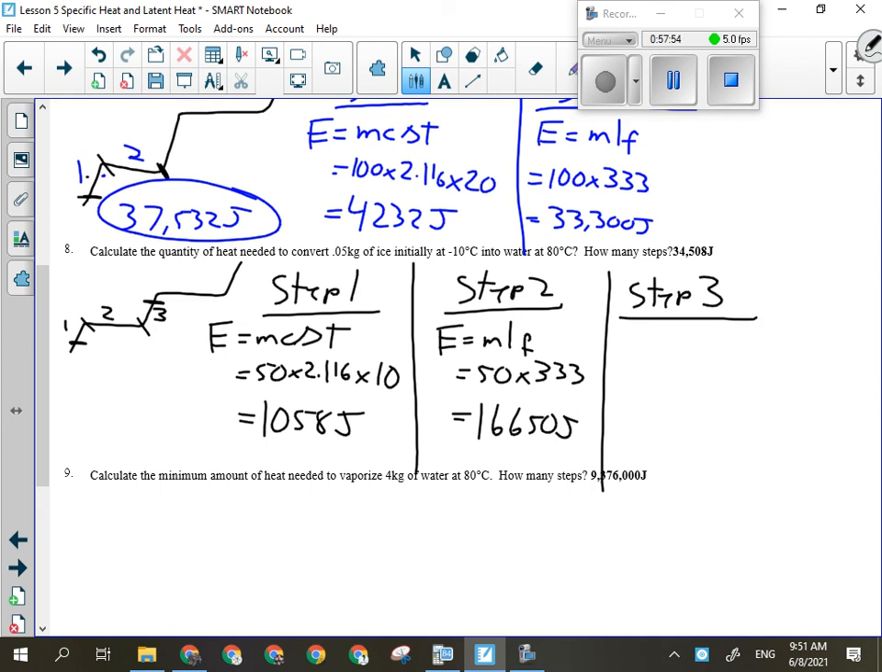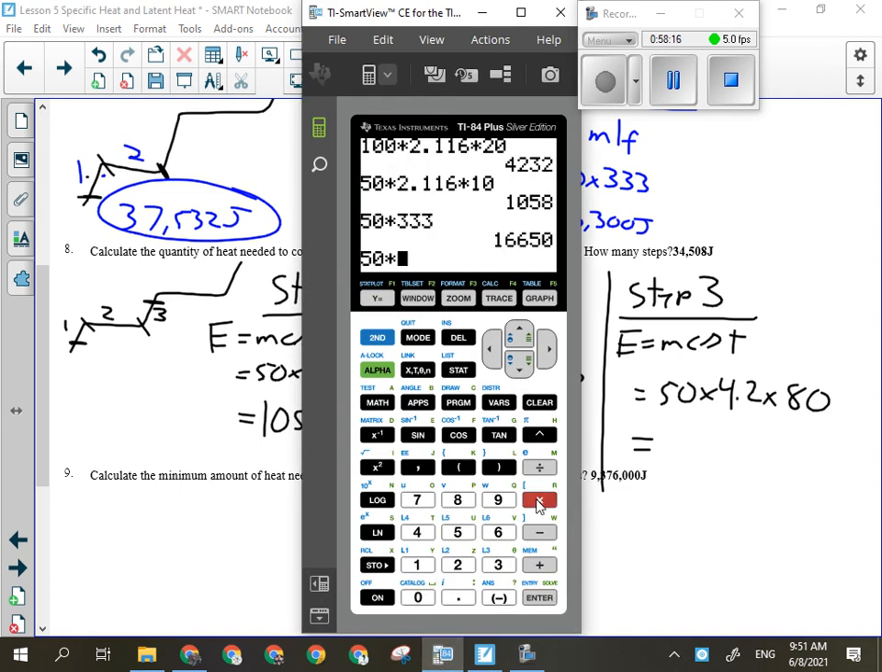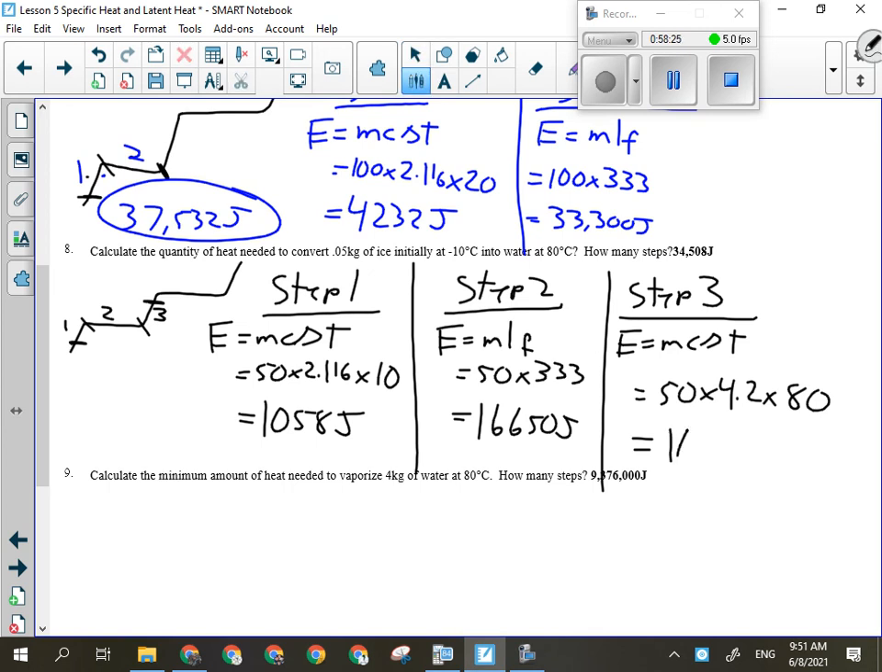And then in step 3, I've got to heat the water from 0 to 80. So what formula will I use there? MC delta T. So 50 times the heat capacity of water now, 4.2, and I'm changing the temperature by 80 degrees. All right, 16,800 joules. All right, add all those together, and we've got our final answer of 34,508.